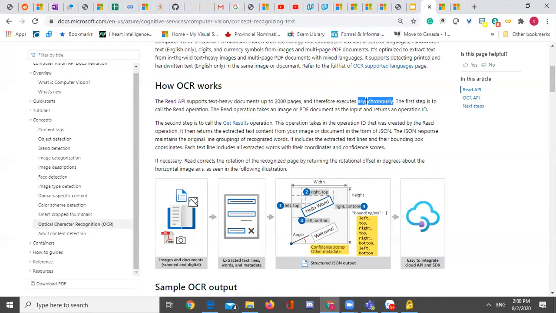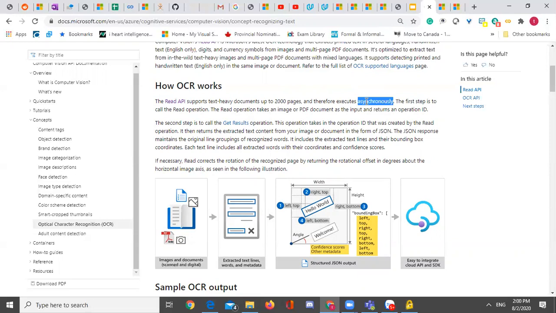Okay, so it means that if we want to analyze a very thick thesis, then we should go for Read API. But in the case of a one-page or two-page document, we should go for OCR, right?